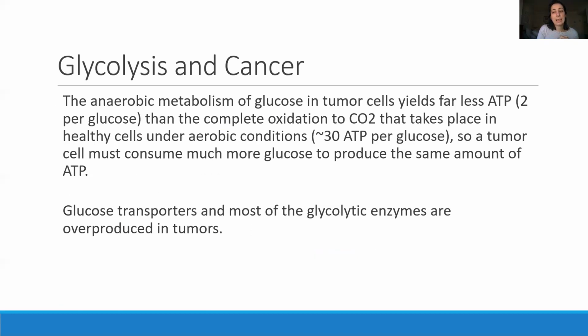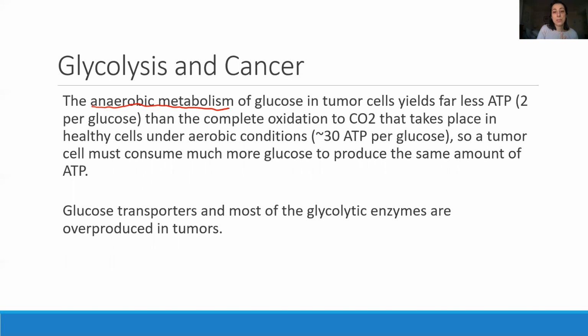So let's talk a little bit about the application note in looking at glycolysis and cancer. The anaerobic metabolism of glucose in tumor cells is often used. So this process of using glycolysis and fermentation, this is anaerobic metabolism. I'm going to key in on that again. That means metabolism when there's no or low oxygen, right?